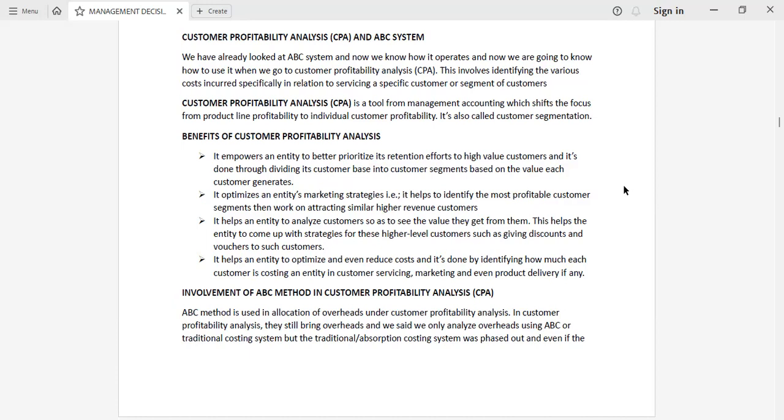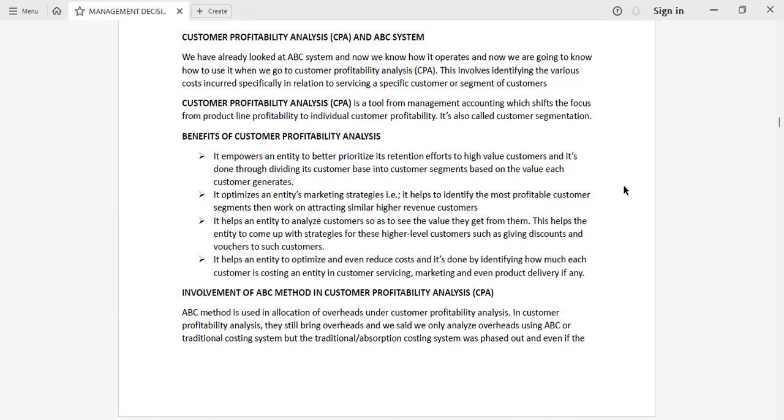So it's a bit of a theoretical aspect, but we need to get to it, because the only computation part is going to be where we introduce the ABC system. So the other item we can look at, we said the fourth one we finished. That's all we have to know for the benefit of customer profitability analysis.